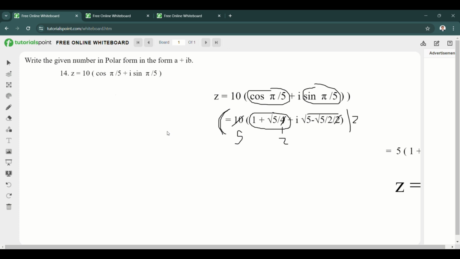So after that, we will have this equation, which is 5, then 1 plus square root of 5 over 2 plus 5, square root of, this square root of, this is supposed to be 5, plus we have this 5 here.